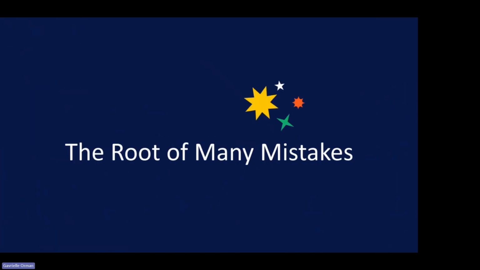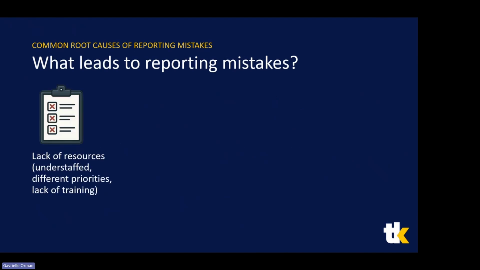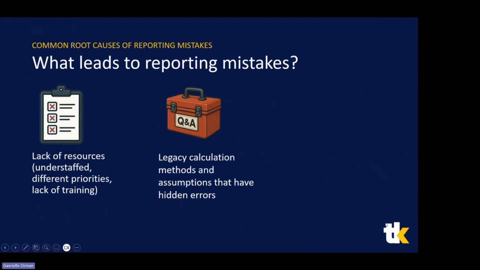So, what is the root of many of the mistakes associated with TRI reporting? Common root causes of reporting mistakes. One of the many that I see is just a general lack of resources. So maybe your department is understaffed, maybe you have different priorities, or there might be even just a lack of training associated with the types of calculations and equations that you may need to work with during TRI reporting.